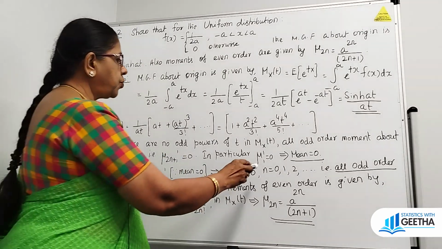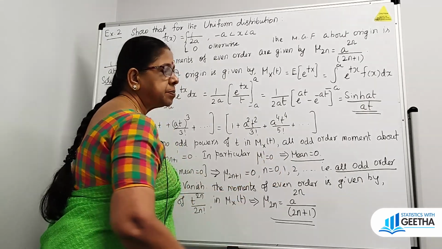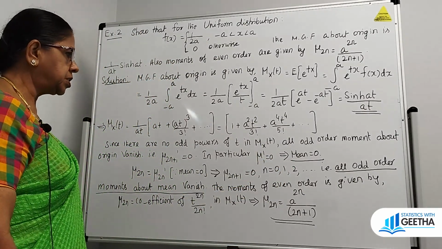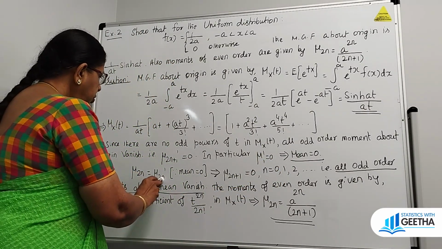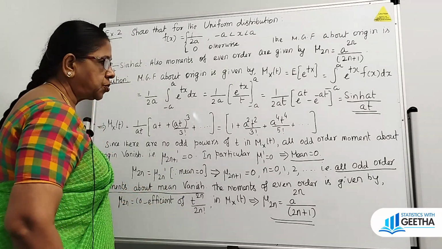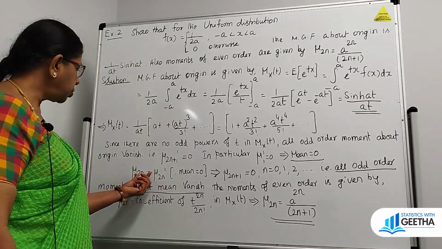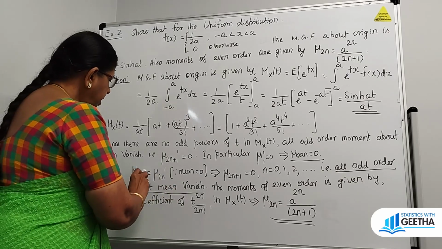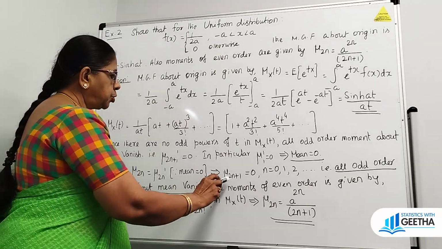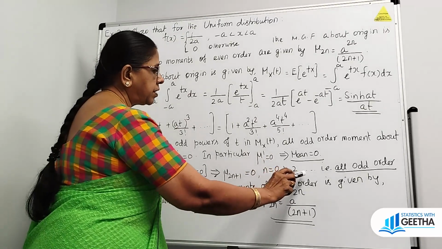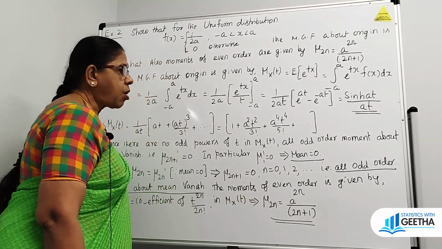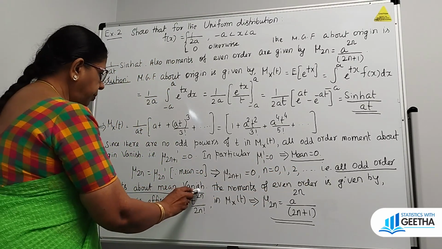In particular, mu 1 dash equal to 0. That implies mean is equal to 0 ன்னு தெரிஞ்சிருச்சு. So mu 2n equal to mu 2n dash because mean is 0. Mean வந்து வேற வேல்யூ இருந்தால் தான் இந்த mu 2n மாறும். So mu 2n is equal to mu 2n dash. Mu 2n plus 1 equal to 0 for n equal to 0, 1, 2, etc. That is all odd order moments about mean vanish.